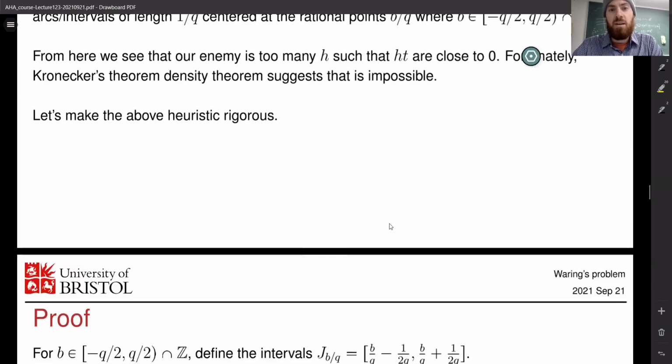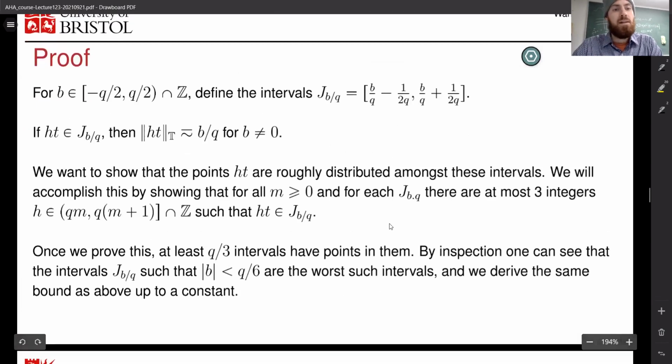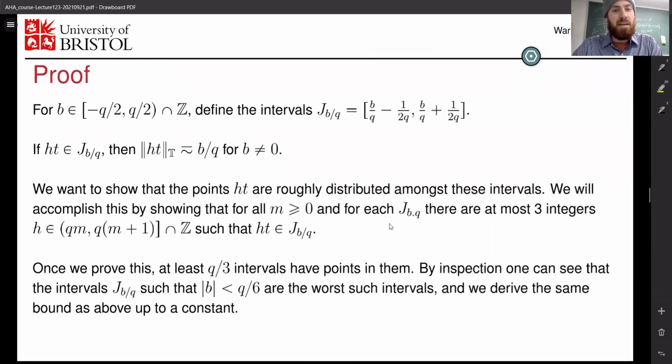So what we're going to prove is some weaker version of that at the moment. And that weaker version is going to say that for any fixed t, there can be at most 3 bad h's. How do we make that precise? I'm going to introduce a little bit more notation for the intervals.